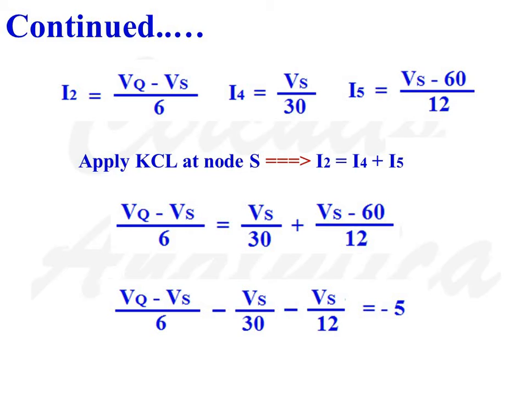Apply KCL at node S. I2 is equal to I4 plus I5. Vq minus Vs the whole divided by 6 is equal to Vs by 30 plus Vs minus 60 divided by 12. So rearranging the terms, we will get Vq minus Vs the whole divided by 6 minus Vs by 30 minus Vs by 12 is equal to minus 5.